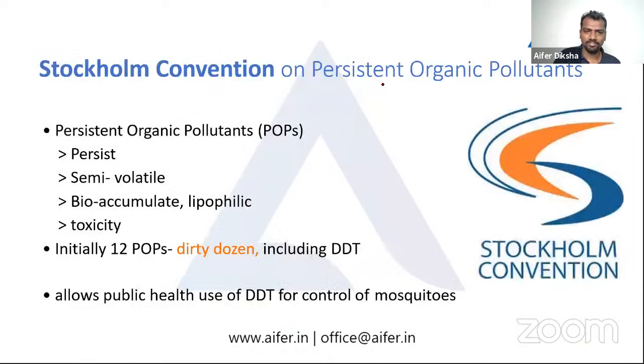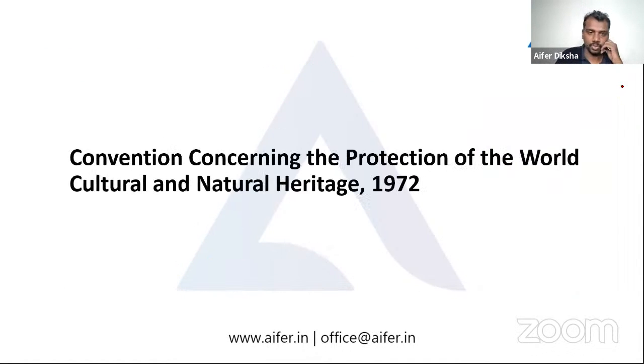Then we have Stockholm Convention. Stockholm Convention deals with persistent organic pollutants, or different pollutants that remain in the environment and cause a lot of harmful impacts to both flora and fauna in the long term. DDT comes under persistent organic pollutants. So as a part of Stockholm Convention, if it is decided that a particular persistent organic pollutant can't be produced or can't be used in the world, every country has to follow that.